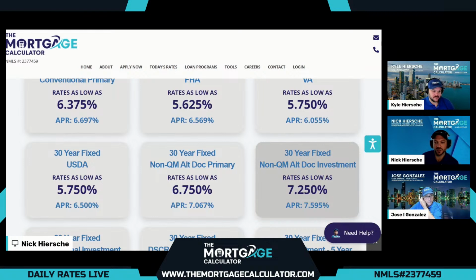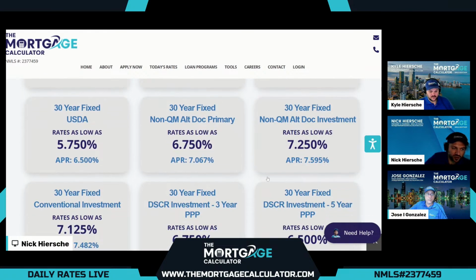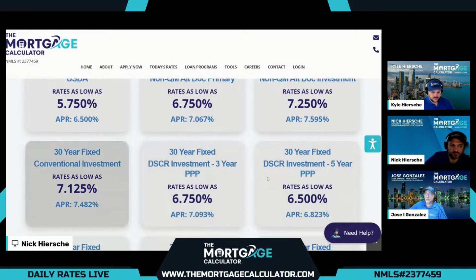So for our investors out there, tons of flexibility when we get into our non-QM. First up, our non-QM alt doc, which would be a bank statement or similar. Comes in today at 7.25 rate, final APR 7.595. And we'll compare that to our other investment options.